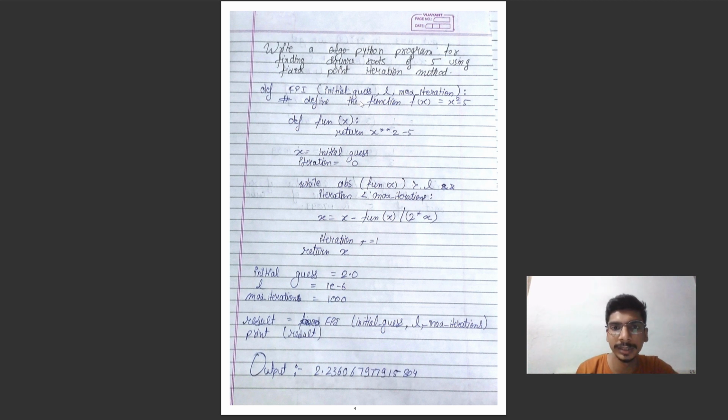guess. So here we pass f of x is equal to x square minus 5 because we have to find the square root of 5. Now again we are making a function fun in which we have passed a single argument x, which returns x square minus 5 only.